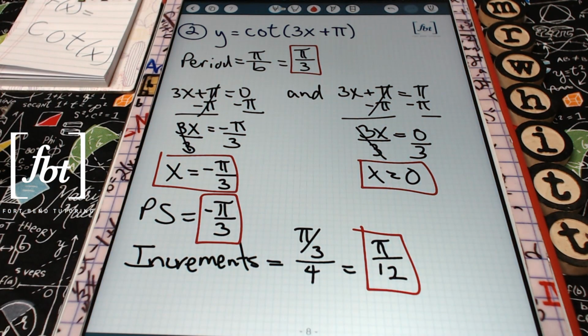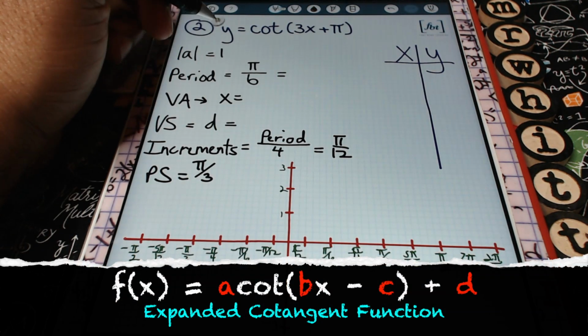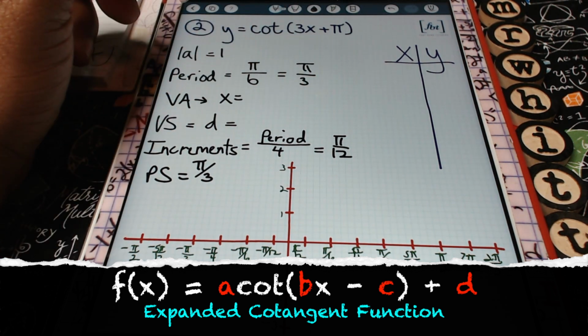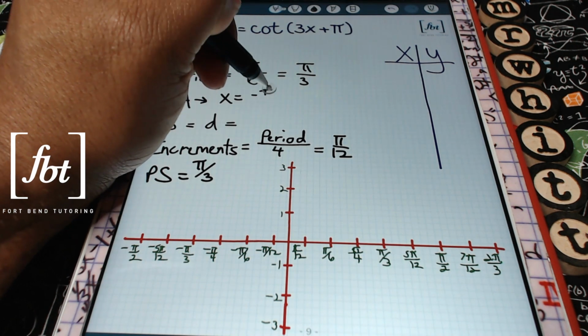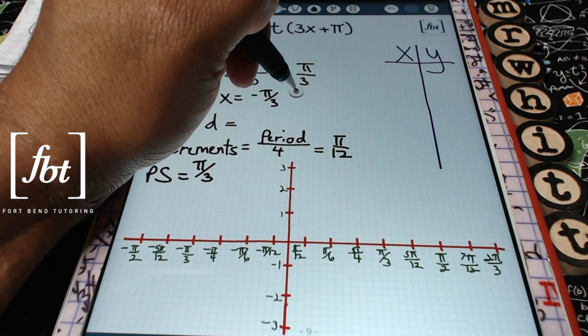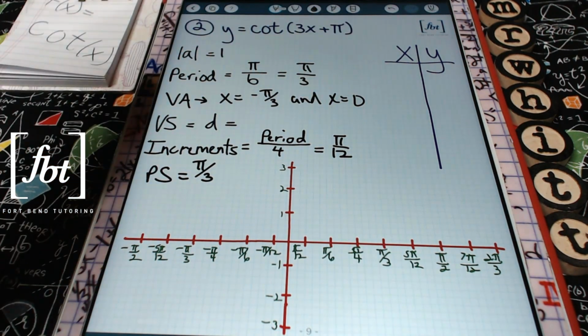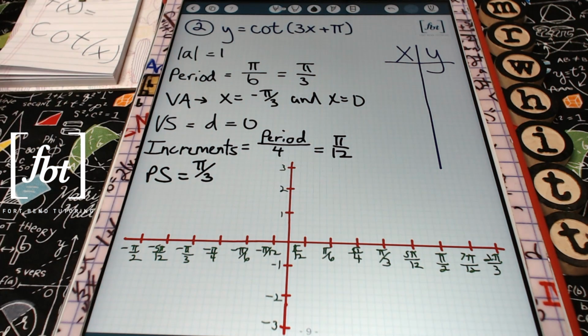So now that we have that, moving on. We know that our vertical stretch here, the coefficient is 1. It's going to be 1. Thank you. We just found out our period was pi over 3. Keep that in mind. Your vertical asymptotes are x equals negative pi over 3 and the other is x equals 0. Okay, there you go. Then your vertical shift is 0 because your d value is 0. So here we have all of our attributes for our cotangent function.